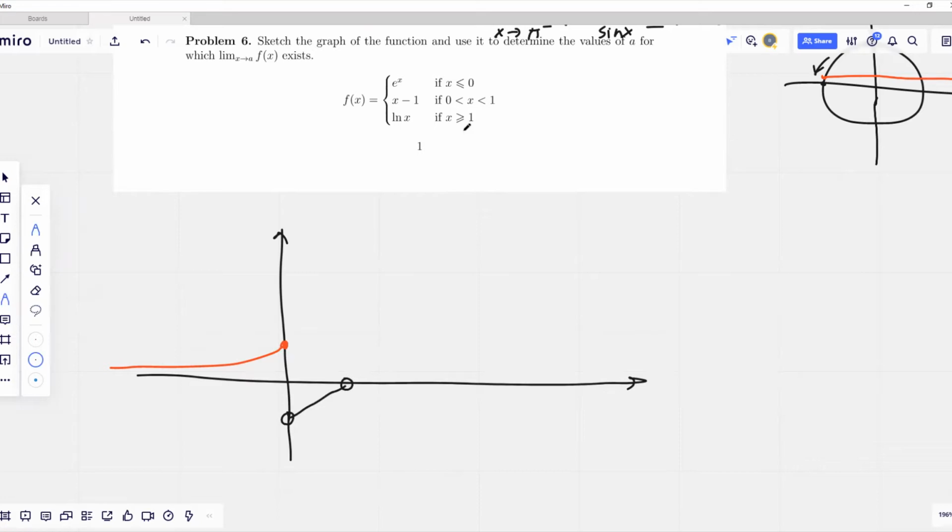When x is greater than or equal to 1, we have ln of x. So ln of x at 1 is equal to 0. So we'll get a function like that. Okay, now let's determine the values of a for which a limit exists.